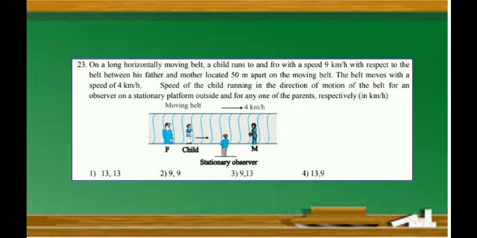Moving belt 4 km per hour. F refers to father, child, where the stationary observer is standing outside. M is the mother. Here the options: first one 13, 13, second one 9, 9, third is 9, 13, and fourth one 13, 9.